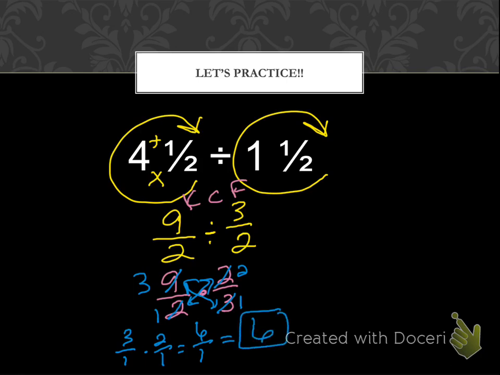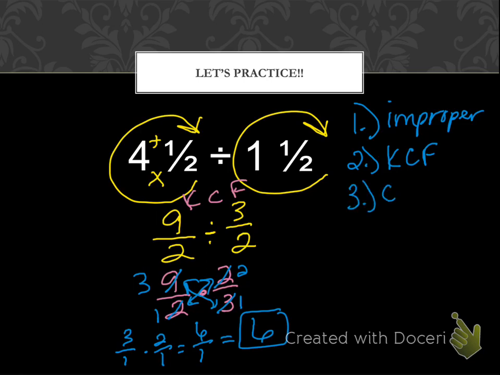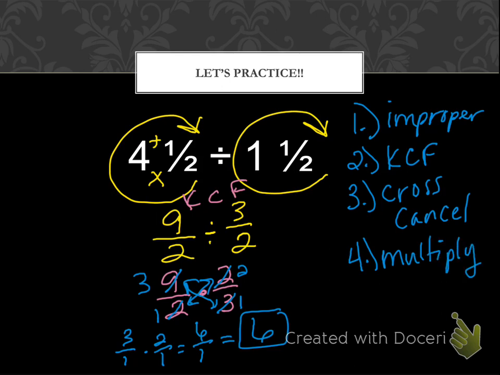So when you are dividing mixed numbers, first thing you need to do is make them improper. Second thing you need to do is your keep, change, flip. Third thing you need to do is cross cancel. And then lastly, multiply. Good luck on your exit ticket.